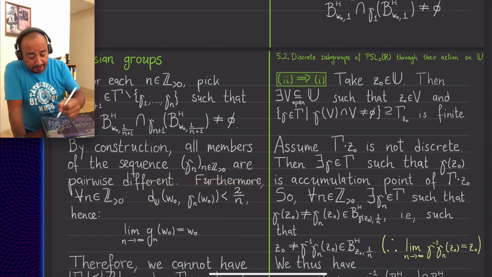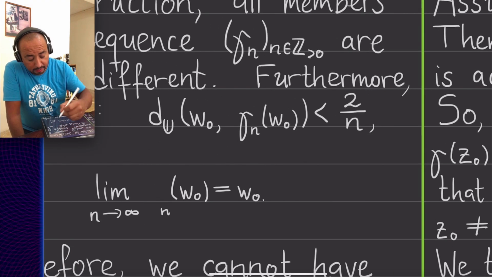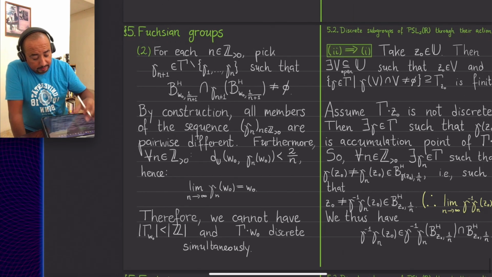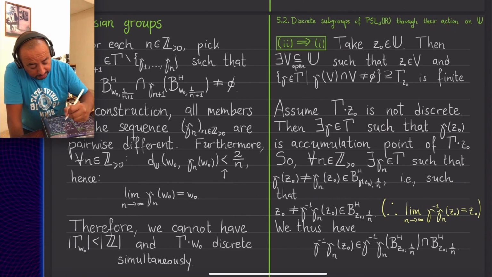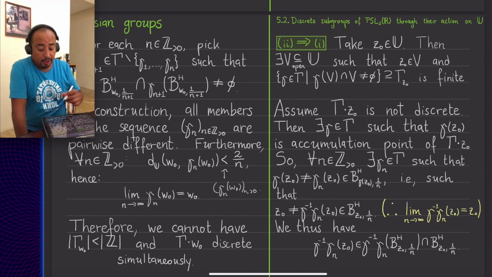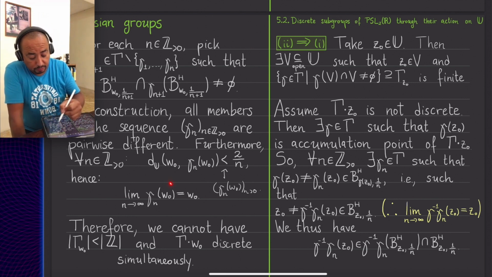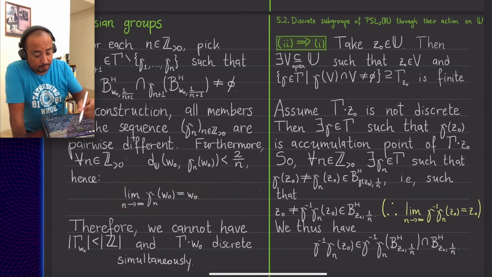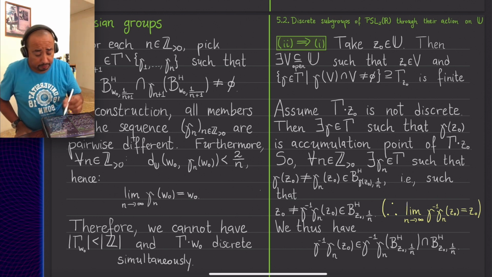But you see, this automatically tells me that the sequence of gamma n, sorry, and this is gamma n, not Gn. This tells me that the sequence gamma n W naught, which is a sequence of points in U, in the upper half plane, converges to W naught. Okay, but you see it converges.